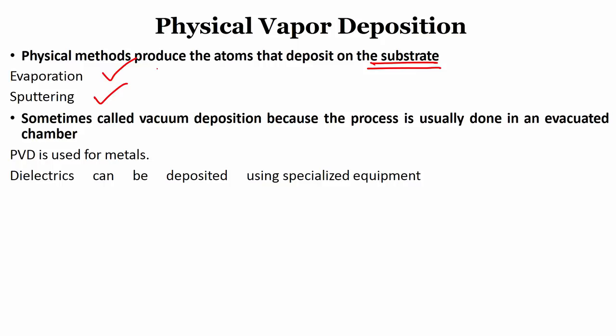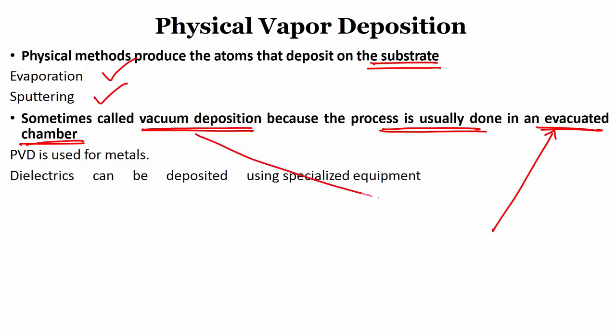Now, physical vapor deposition is sometimes called vacuum deposition, because the process is usually done in an evacuated chamber, that means a chamber in which there is a vacuum. So, what is the advantage of evacuating or creating a vacuum? First is to reduce contamination.